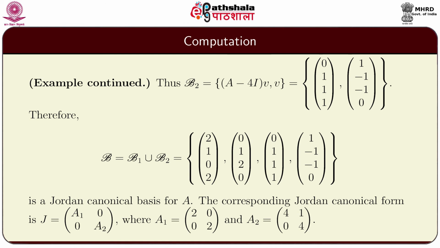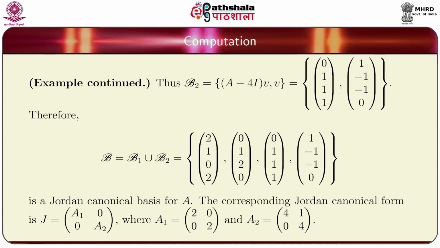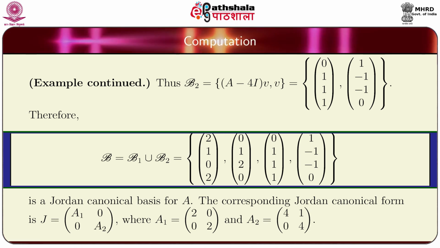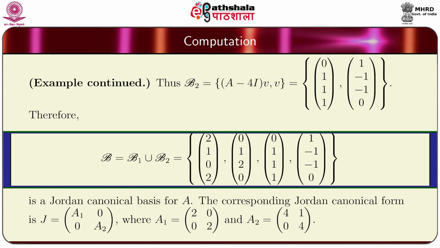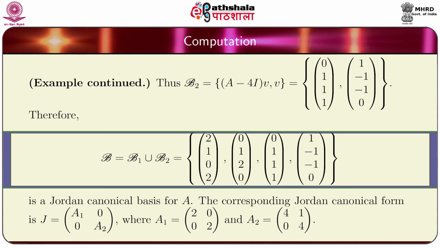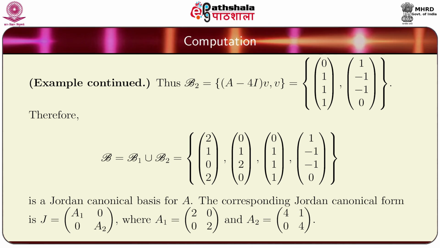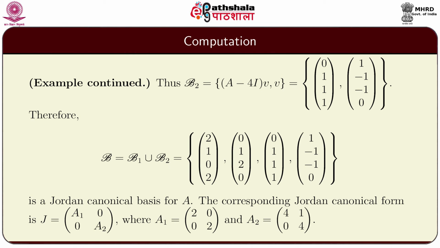Hence, B, which is B1 union B2, is this set consisting of 4 vectors given by (2, 1, 0, 2), (0, 1, 2, 0), (0, 1, 1, 1), (1, -1, -1, 0), and that is a Jordan canonical basis for A. And the corresponding Jordan canonical form is given by these two blocks A1 and A2, where A1 is this diagonal matrix diag(2, 2) and A2 is this Jordan block [4 1; 0 4].